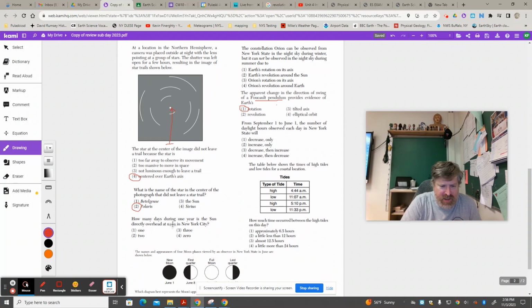How many days during the year is the sun directly overhead at noon in New York City, or anywhere in New York, or anywhere in the continental United States?